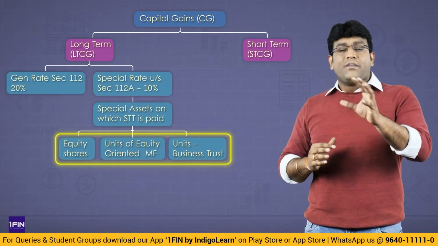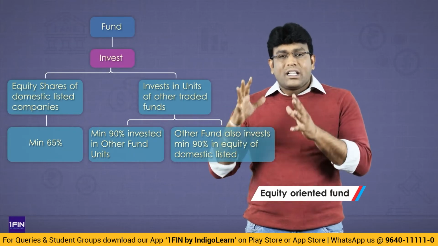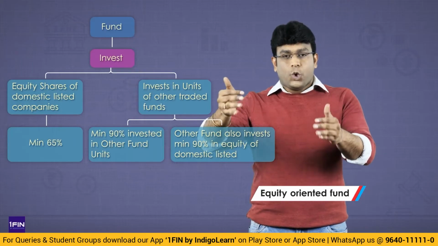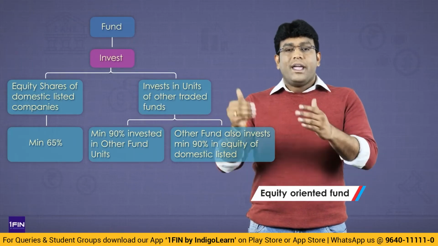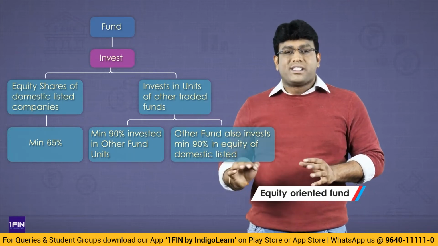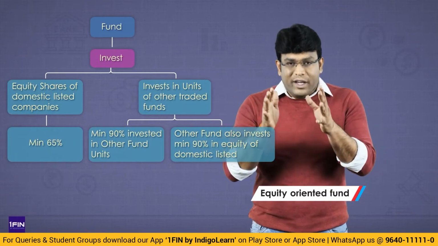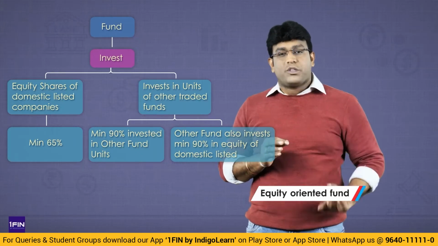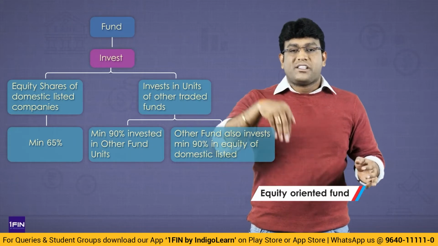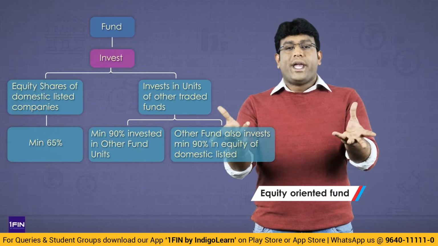Now, what is an equity-oriented mutual fund? There are two possibilities. How do we classify an equity-oriented mutual fund? Possibility number one, a mutual fund which invests at least 65% of the total proceeds that they get. So for example, if they got 10 crores, out of 10 crores, 6.5 crores, that is what we are talking about, which is invested at least 65% in equity shares of domestic company. Then we call this mutual fund an equity-oriented mutual fund. You might ask, sir, what will you call it if it is less than 65%? Then we will not call it an equity-oriented mutual fund. We will call it a debt-oriented mutual fund.